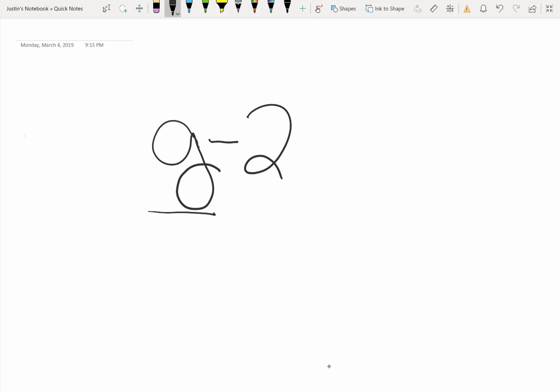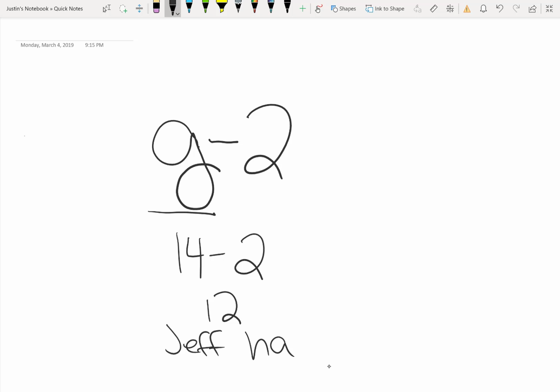If you see where it says show your work and evaluate, it says G minus 2, and it said Greg had 14, so then it becomes 14 minus 2, which is 12. And it says Jeff has $12. And if you look up at the one above that, it said Jeff had $12. So we said we did that right.